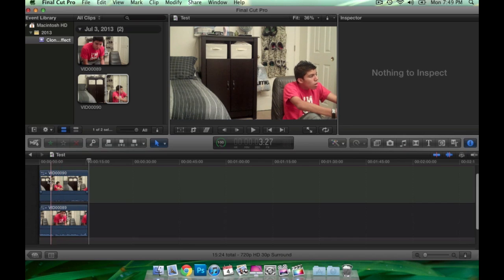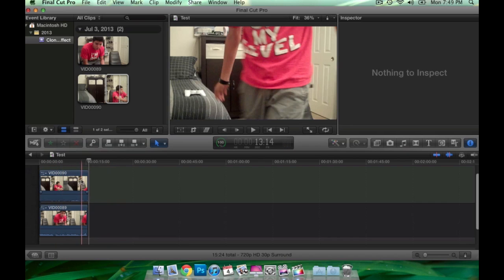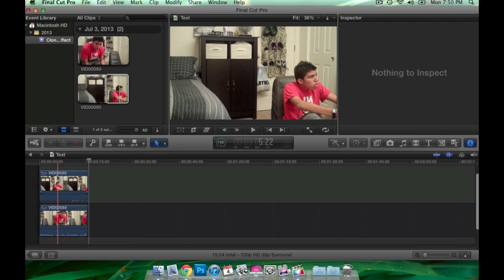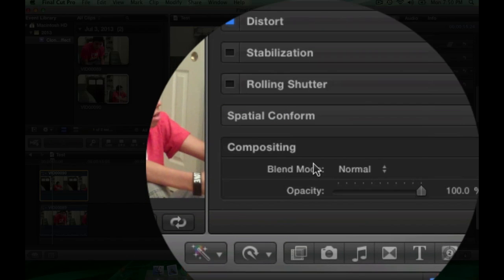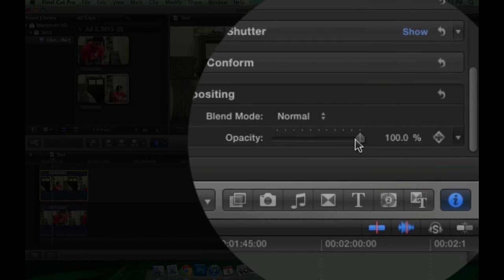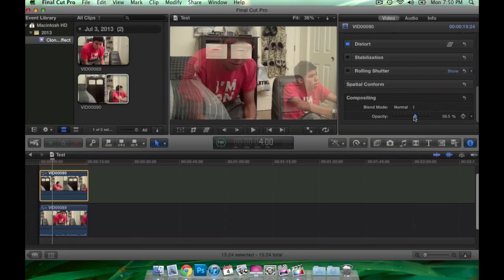So what we're gonna do is have this, well, for my example, it was easier not to use this tip, but the next thing you would do is select this clip, get your inspector, and put the opacity down. So you could see exactly where both are.